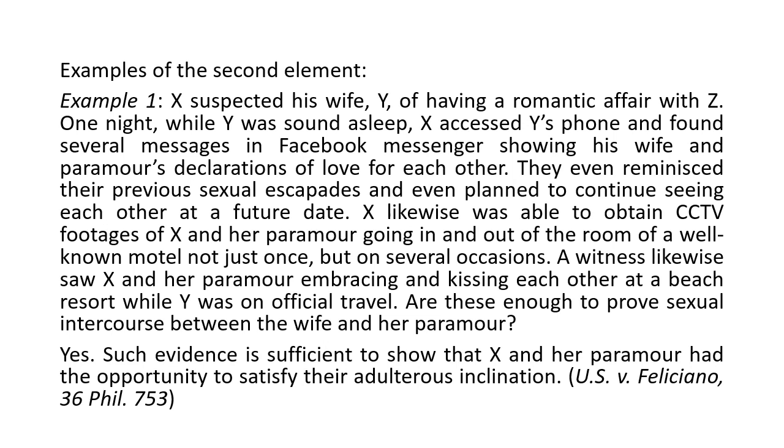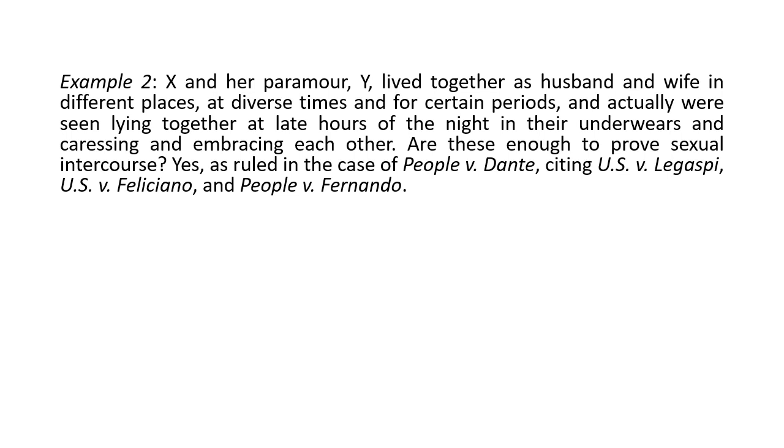The answer is yes. Such evidence is already sufficient to show that X and her paramour had the opportunity to satisfy their adulterous inclination, as ruled in the case of U.S. versus Feliciano. Here is another example. X and her paramour Y lived together as husband and wife in different places, at diverse times and for certain periods, and actually were seen lying together at late hours of the night in their underwears and caressing and embracing each other. Question: are these enough to prove sexual intercourse? The answer is yes, as ruled in the case of People versus Dante.